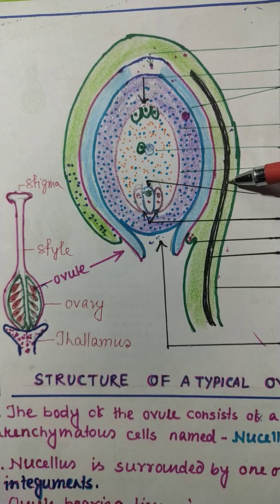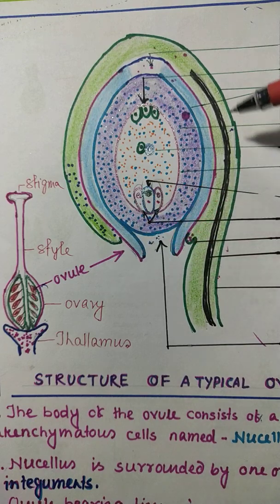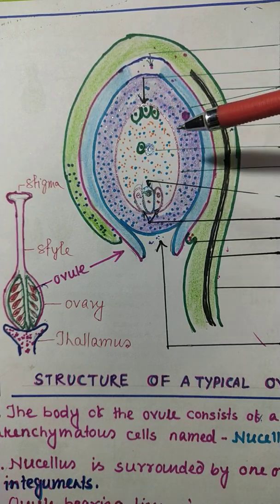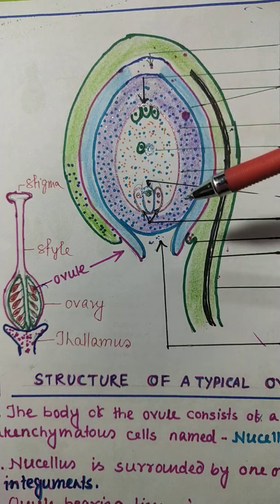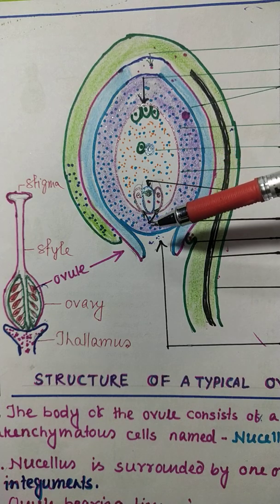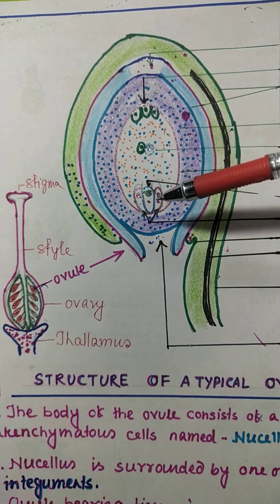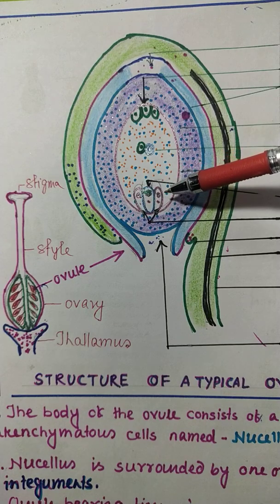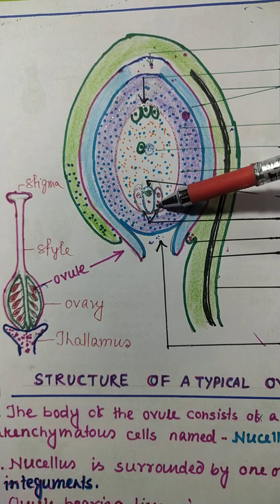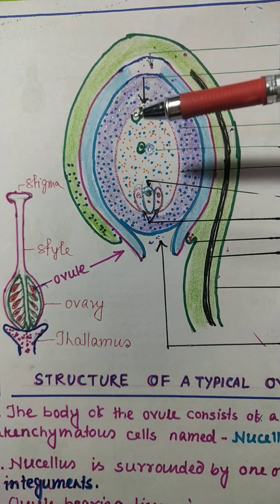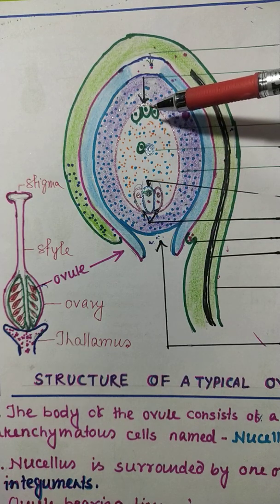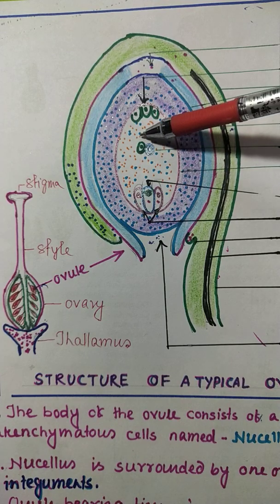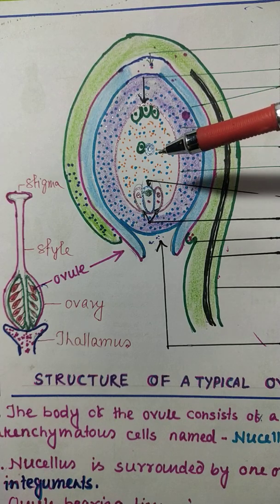The whole structure, the integument and the nucellus, bears the embryo sac. This is the embryo sac. Generally, an embryo sac contains 8 nuclei but 7 cells. Three nuclei are present towards the micropylar end and 3 nuclei towards the chalazal end. The group towards the micropylar end is called the egg apparatus, where there is one egg and two supportive cells, called synergids. Opposite to the micropyle, at the chalazal end, 3 nuclei are present, known as antipodals. Two central nuclei are present in the center of the embryo sac, and these 2 nuclei are called polar nuclei.